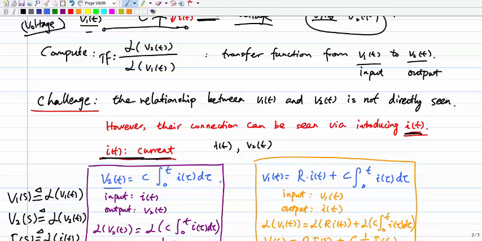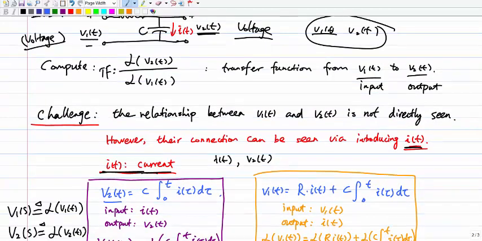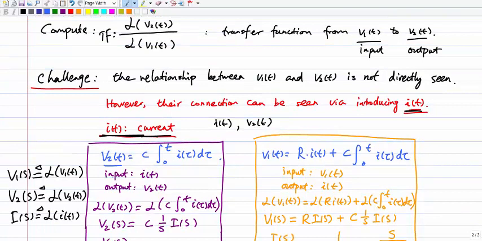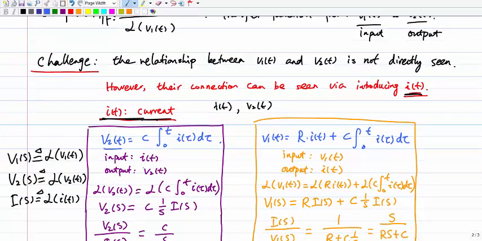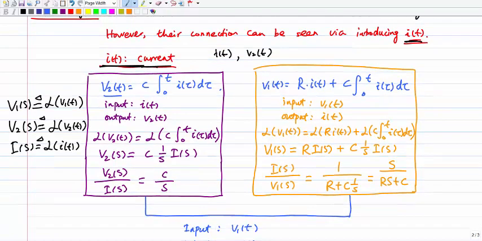It's the integration of my current times this constant C, this gives us the output voltage V2. So the input here, if I assume this input is I(t) and the output is V2(t), now I can figure out a relation, the transfer function between the input I(t) and the output V2(t). Okay, if I apply the Laplace transform on both sides.